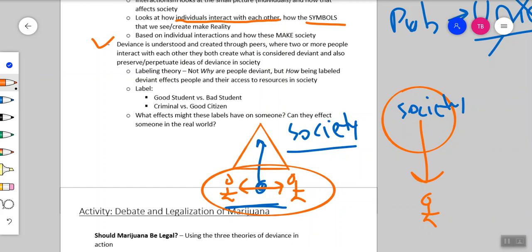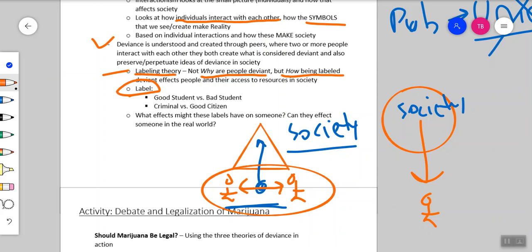A popular perspective that comes out of this is labeling theory. Not necessarily why people are deviant; interactionists aren't as concerned with that as with how being labeled deviant affects people. The example I like to give is a good student versus a bad student. If a teacher comes in on the first day of school and tells one person, you're the best student I ever had, nothing but great things are going to happen for you, and tells another student, you're a bad student, everything you do is going to end in failure, nothing's going to work out for you. If somebody in authority tells you that you're good or bad, the label itself can then actually make that reality happen.